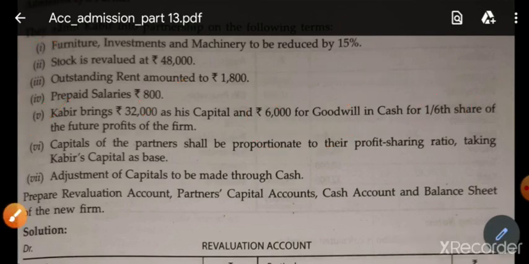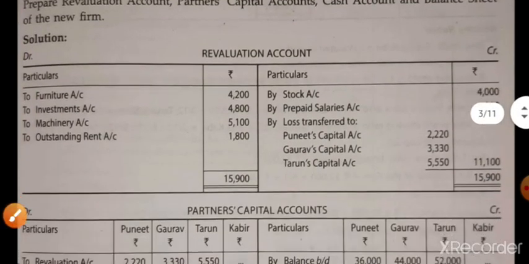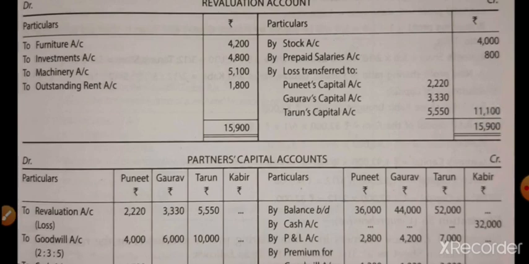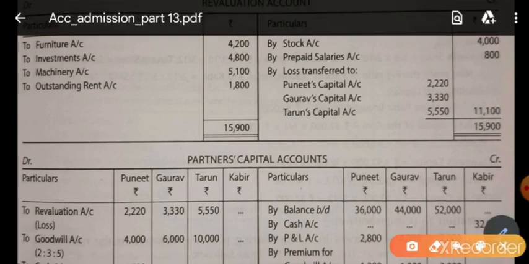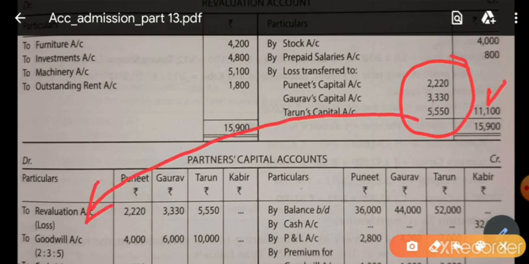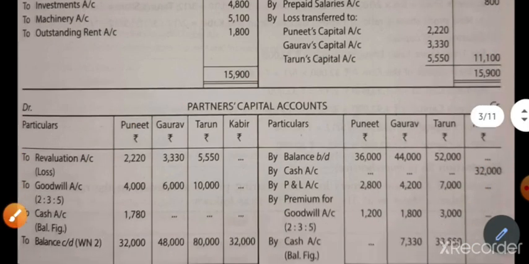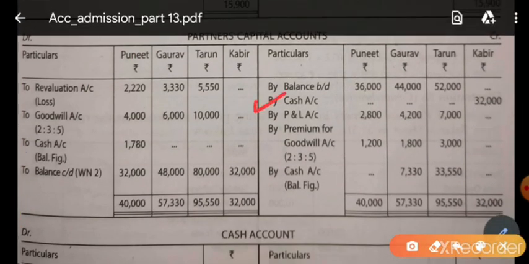These things will be written in the capital account. So we can see the capital account again. You can see the revaluation account is prepared and there is a loss on revaluation. This loss will be transferred to the debit side of the partners' capital accounts, cross posting. And you can see the partner has brought capital, so it is also written by cash 32,000 rupees. The partner has brought goodwill also, so goodwill will be distributed. This is the capital brought and this is the distribution of goodwill in the sacrificing ratio. Right now the sacrificing ratio is the old ratio because the new ratio was not given.